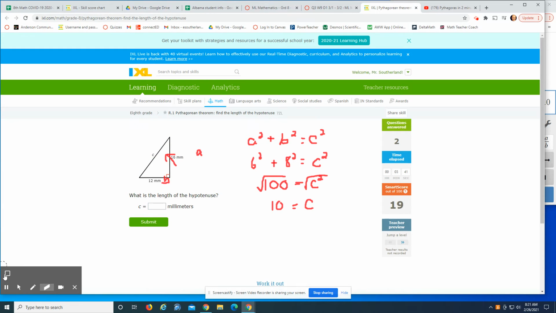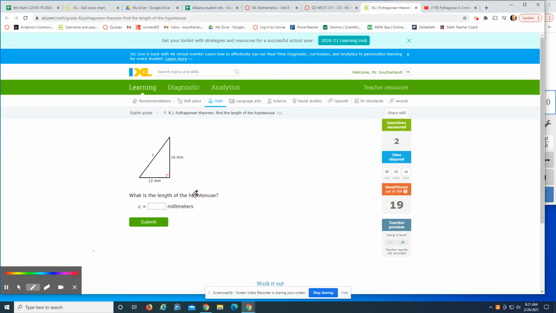Again, we're going to start over. We do the exact same process every single time. I always label the small one A, the medium one B, and then C is always going to be across from the right angle. C could also be called the hypotenuse. You'll see it here, it says hypotenuse. And so again, a squared plus b squared is equal to c squared.